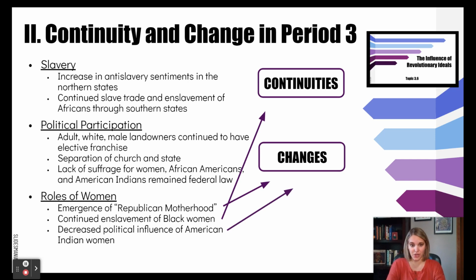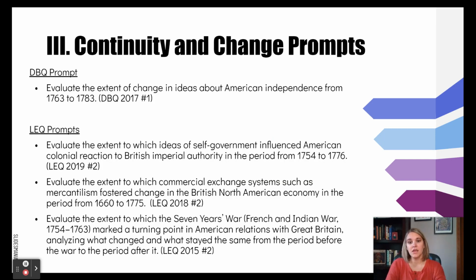So as you can see from just going through this, if we were to look at the influence of revolutionary ideals and try to decide, was there changes or continuities, there's numerous examples for both. So in the past few years, the College Board has tested on this skill, continuity and change, in both the DBQ and the LEQ. So what I want to do is just read through a couple of these prompts and then give you an example of how you want to make sure that you are addressing this reasoning process.